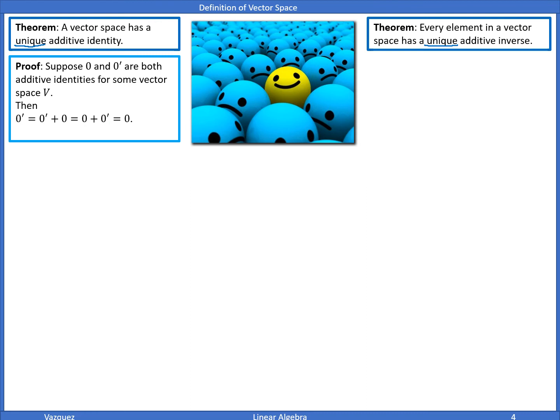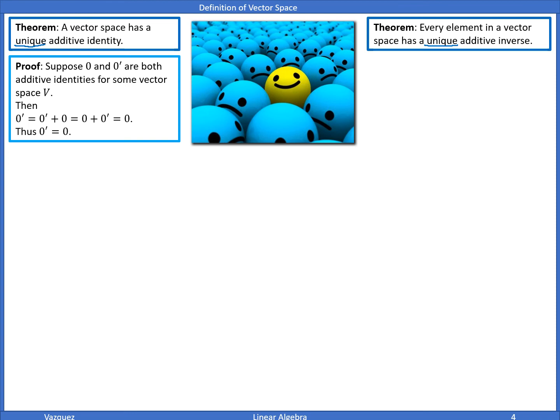Just one more time: 0 prime, you added to 0, and since 0 prime is an additive identity by our hypothesis, it doesn't change the 0, right? So the 0 over here remains unchanged. So that shows that they're both equal, and there shows that the additive identity is in fact unique.